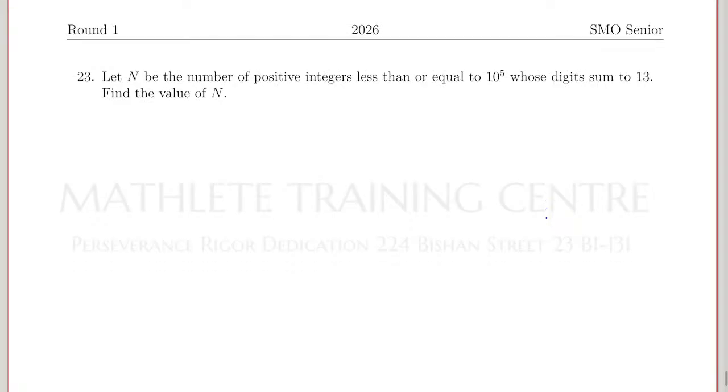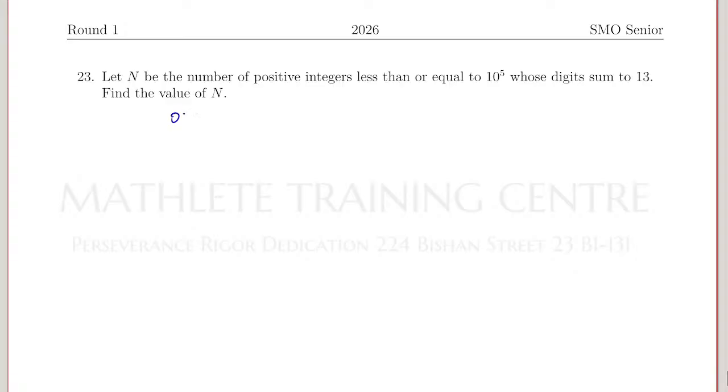Question number 23, let n be the number of positive integers less than or equal to... So very important. This means that you can include 1-digit numbers, 2-digit numbers. Okay, 1 digit cannot, right? 1 digit, this is not possible. But you can include 2-digit numbers, 3-digit numbers, so on and so forth, 4-digit numbers, and finally 5-digit numbers.